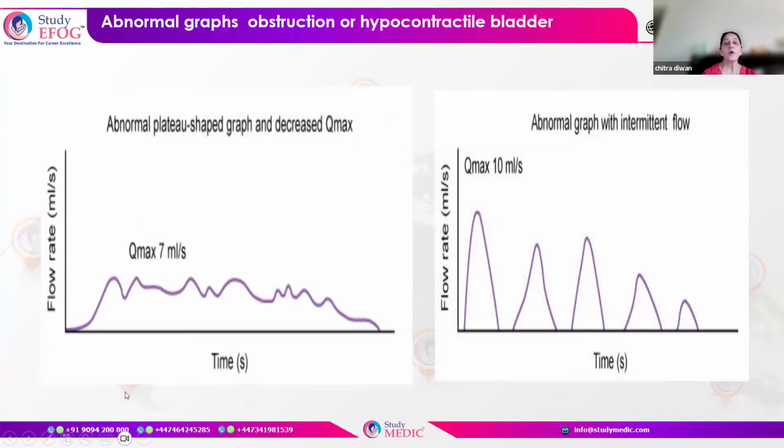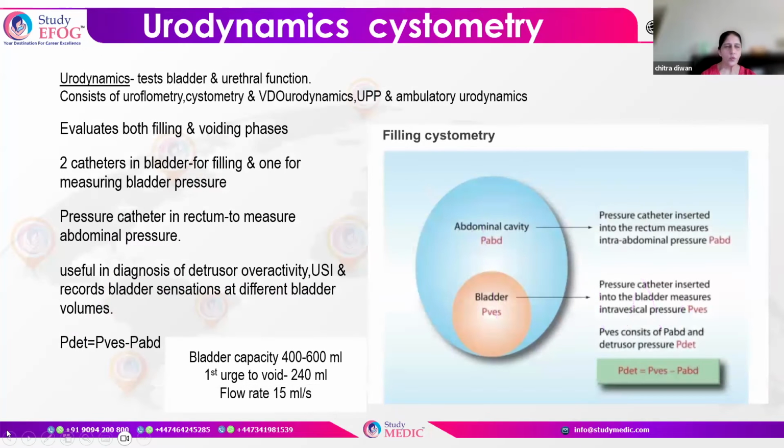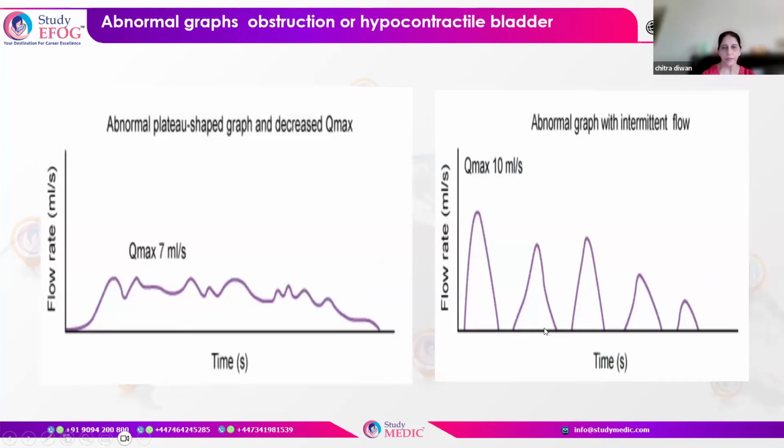Now, when will you get some abnormal graphs? If you see the graph here, in this Qmax is very much reduced. It is only 7 ml per second. You can get this when the detrusor is not contracting properly or there is some obstruction. But mostly if it is obstruction, there will be more detrusor contractions. So this is typical of hypocontractile bladder. And in this graph, you can see that the flow is intermittent. That means you are getting flow, then there is stoppage, then again the flow begins. So this is typical of obstruction. These are the two types of graphs that you find which are abnormal.